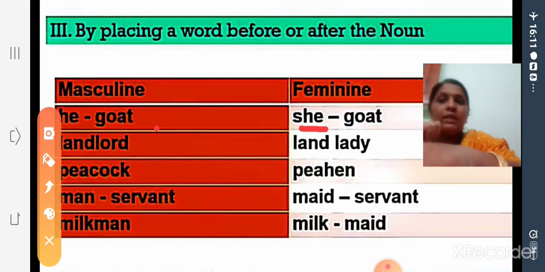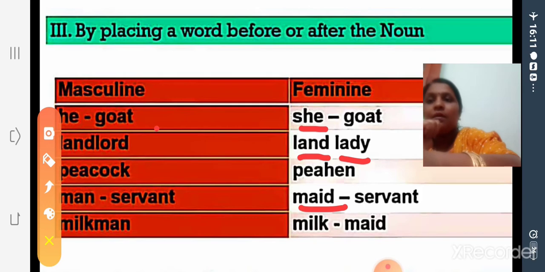Then landlord. Okay, so landlord, lord is the same, but we added the word lady. Lady is a new word. Then peacock, peahen, manservant, maidservant. Man became maid. Milkman, milkmaid. Okay.